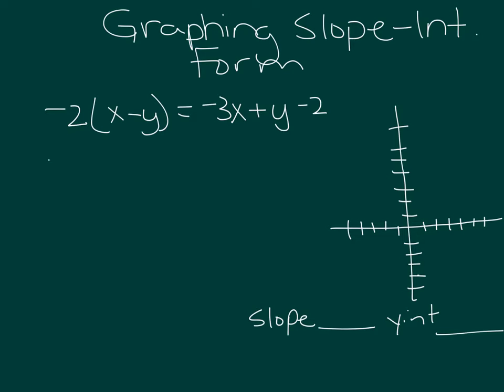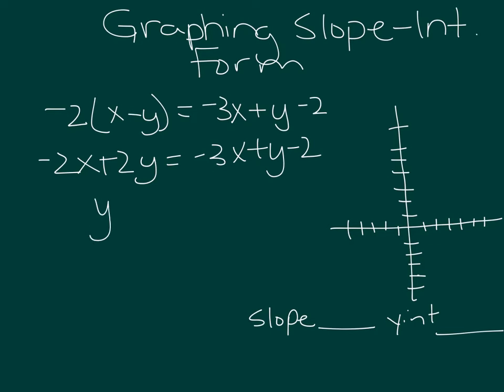So first thing I'm going to do is the distributive property because I've got to get this problem in the form of slope-intercept. So now I'm going to move all my y's to one side and everything else to the other. So if I take positive y and I move it to the left, that's going to give me y, because 2y minus y is y. If I add 2x to the right side, I've got negative 3x plus 2x is just negative x. And then that minus 2 is going to stay on the right.